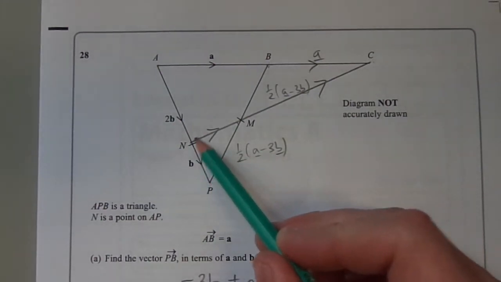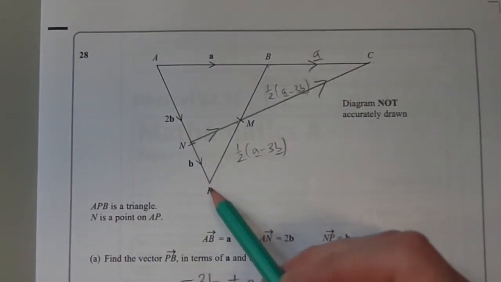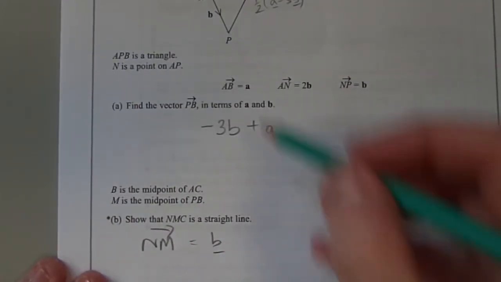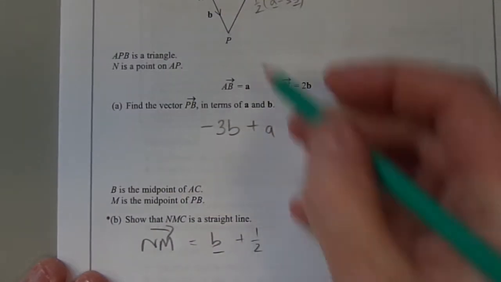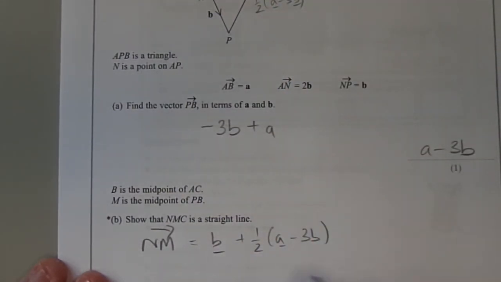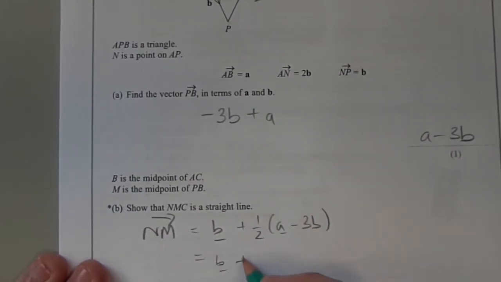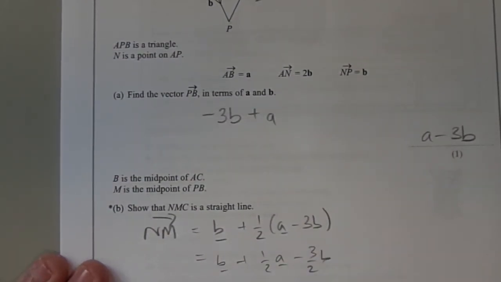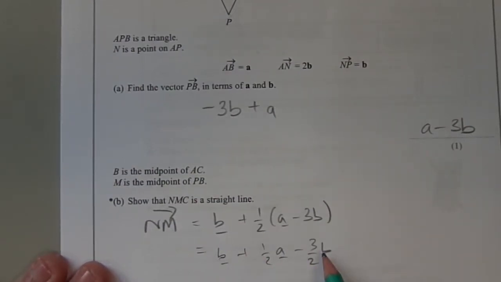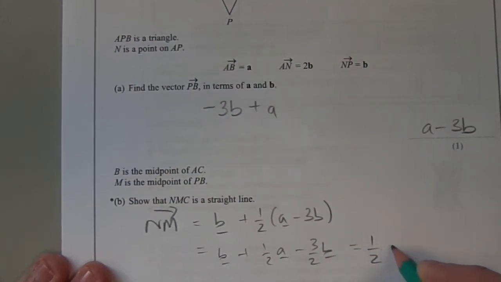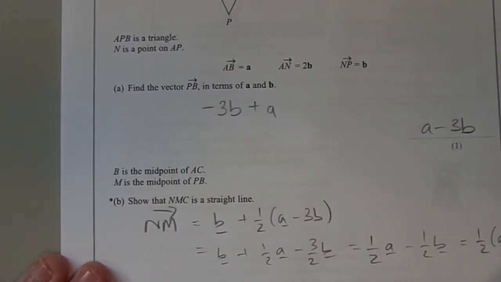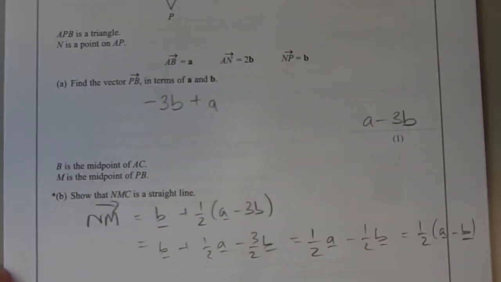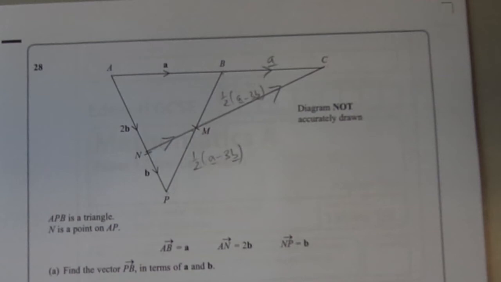So to get from N to M, using vectors that we know, we travel along B, and then along half of the vector we found in the first part of the question. If we multiply out the brackets, we get B plus half A minus 3 over 2B. If we collect together the B and the minus 3 over 2B, that gives us half A minus half B, and we could factorize, take the half outside and the vectors inside. There we go.